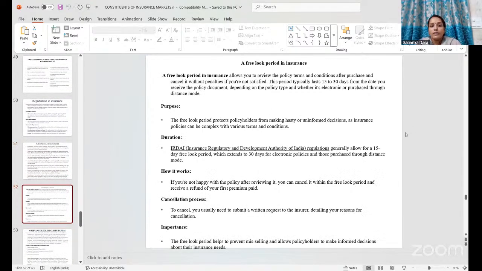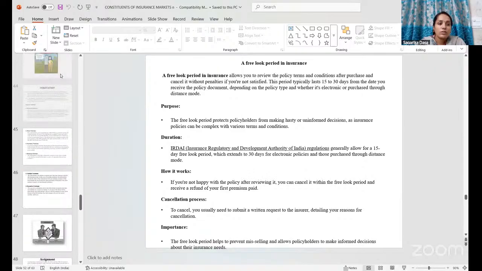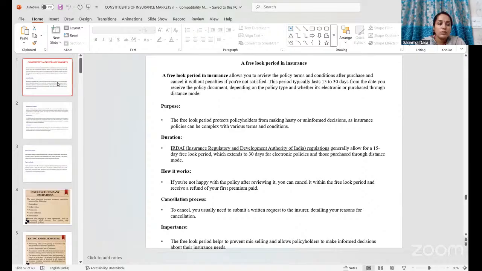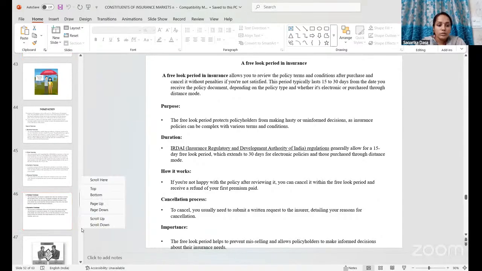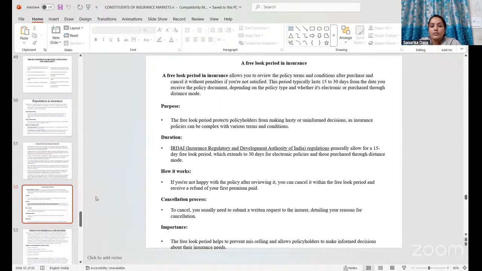Then another small concept we have in insurance is the free look period. A free look period in insurance allows you to review the terms and conditions after purchase and cancel it without penalties if you are not satisfied. Suppose a policyholder has purchased the insurance policy, but after some period, he wants to cancel that policy. If he could cancel without paying any penalties, without bearing any fines, that is called the free look period.